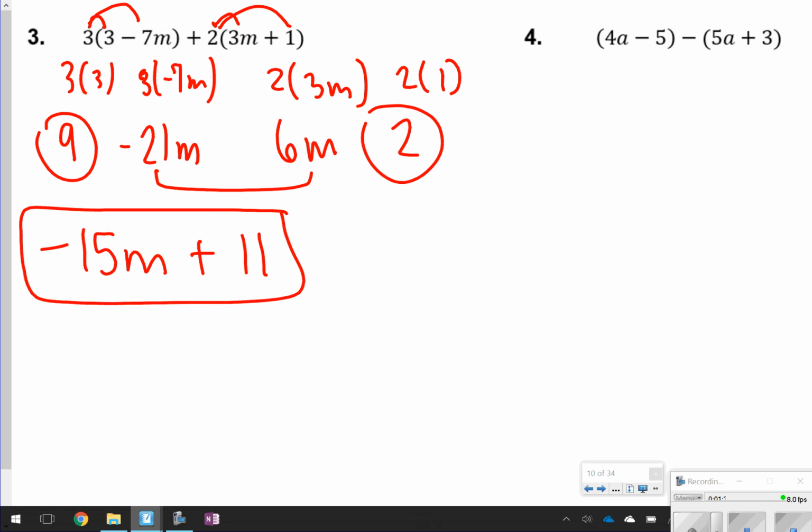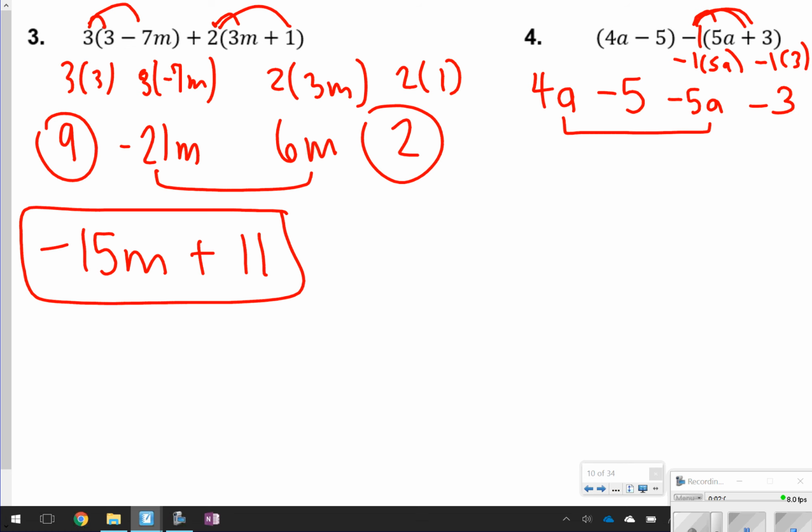Number 4, the first set of parentheses won't change because I don't have anything to distribute, so 4a and negative 5. But the second set of parentheses will change. Remember, anytime I don't have a number here, I can think of it as a 1. So because I have this minus sign, it's actually distributing a negative 1. So negative 1 times 5a will be negative 5a, and negative 1 times 3 will be negative 3.